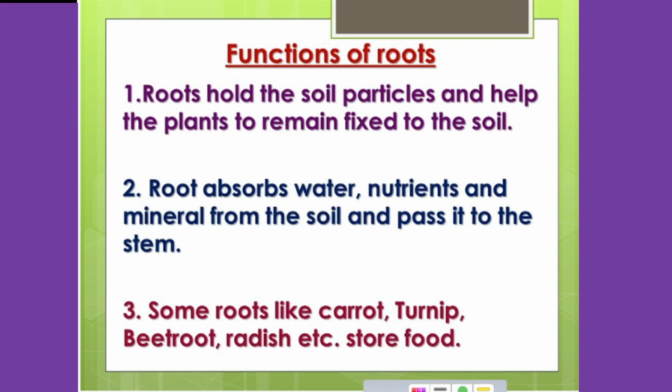Now let us see the functions of roots. First one, roots hold the soil particles and help the plants to remain fixed in the soil. Second one, roots absorb water, nutrients and minerals from the soil and pass them to the stem. It helps the plants to grow. And third one, some roots like carrot, turnip, beetroot, radish can store food, and we eat them as food. These are some different functions of roots.